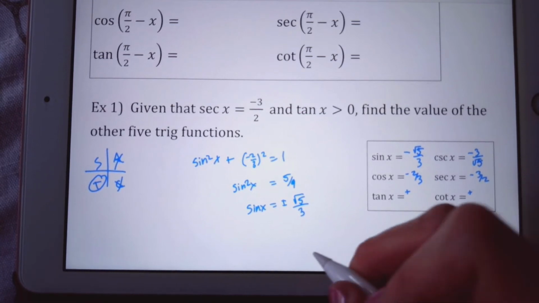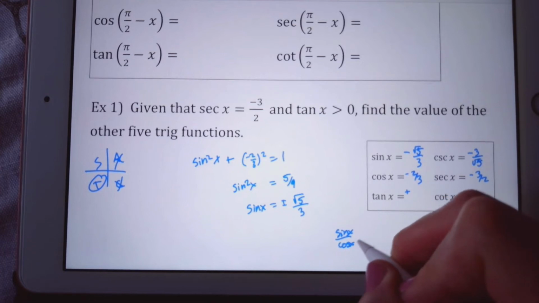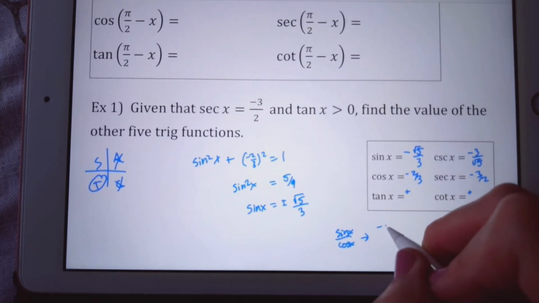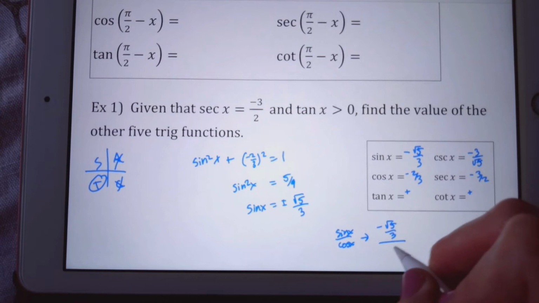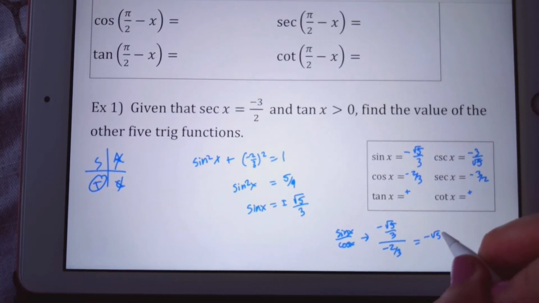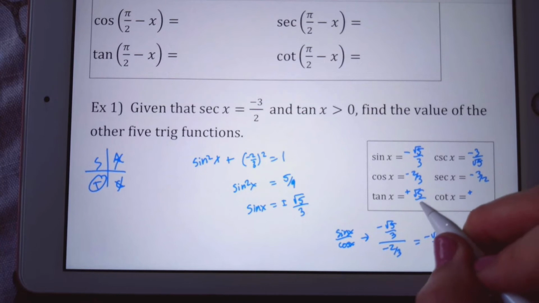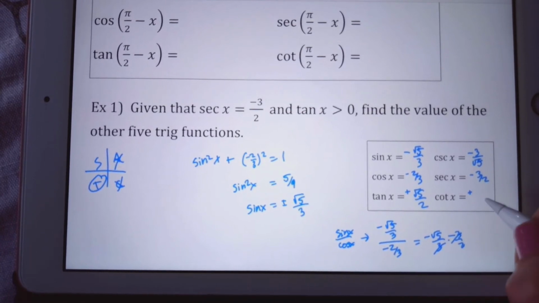Tangent. For tangent, all I had to do is take my sine over my cosine. That's my tangent. So I will take -√5/3 and put it over -2/3. When I do that, I get -√5/3 times 3/2, both negative. The 3's cancel, so I get radical 5/2. And then my cotangent, just flip that over, 2/√5.